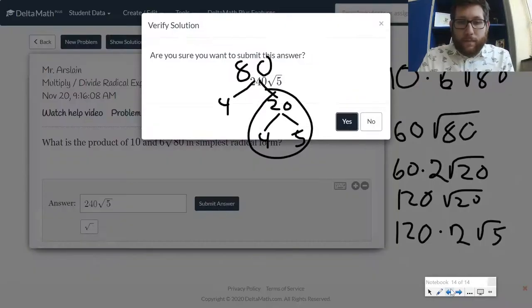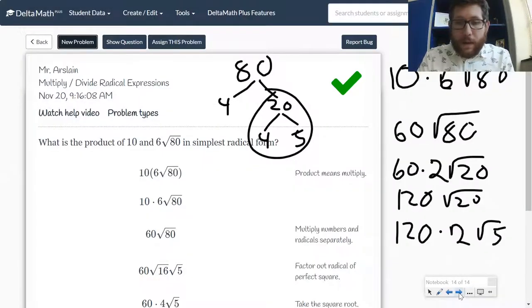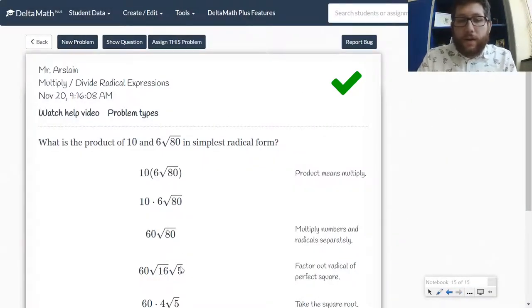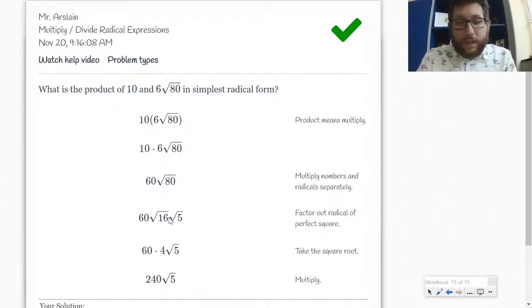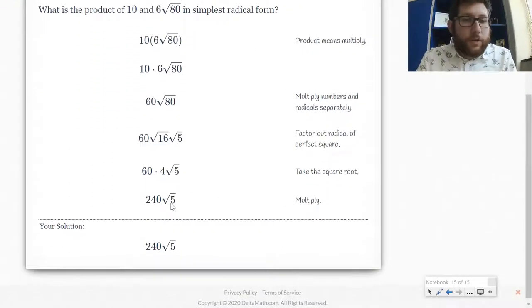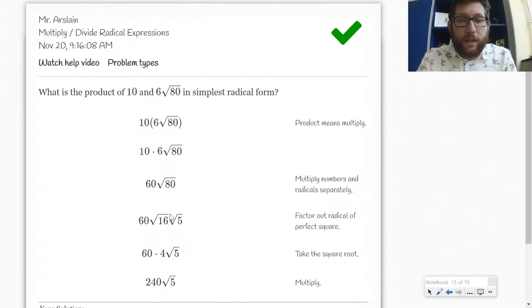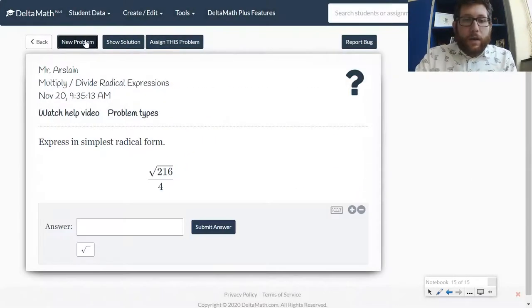All right, we'll go ahead and submit that. That checks out. And notice they actually broke it into a perfect square of 16, but that works too. If you wanted to do a perfect square of 16, that would save you a step. All right, now let's look at a dividing problem here.